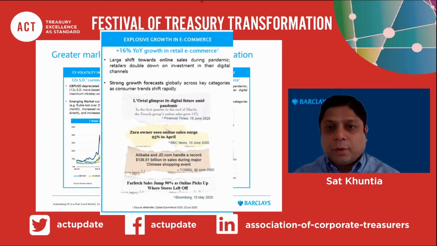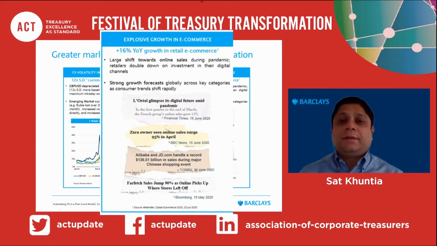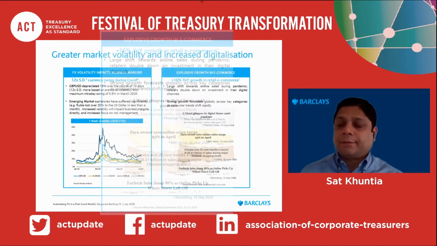So some of the proof points is basically the use of digital channels across increased massively. So some of the stats that we could glean, there's a 16% year-on-year growth in the retail e-commerce. So the online sales kind of surged.